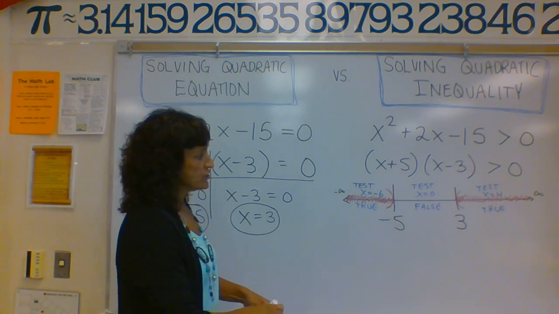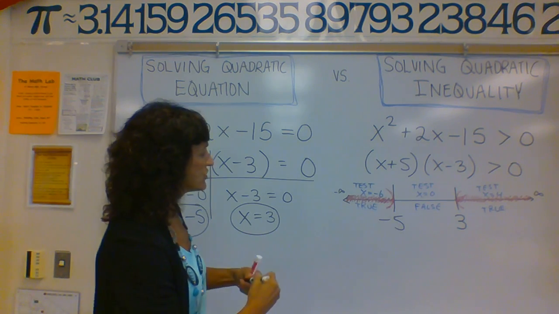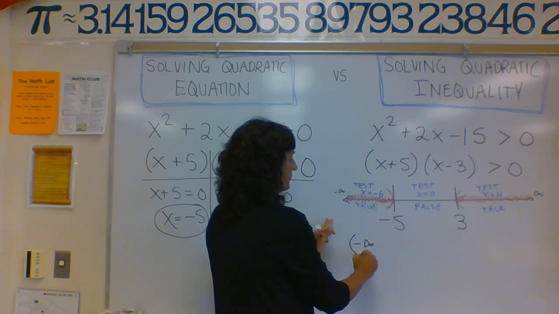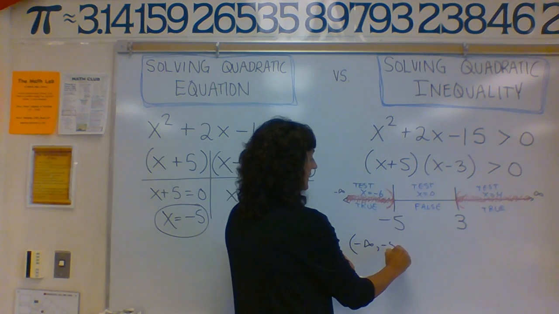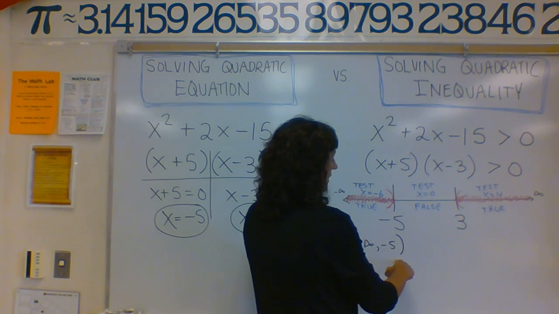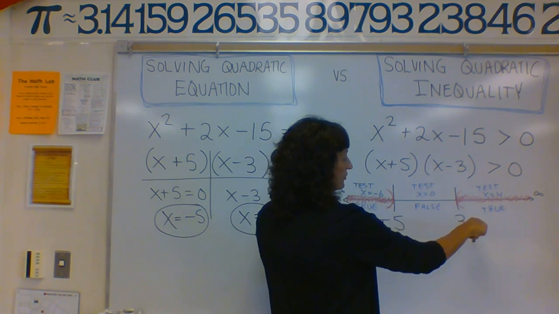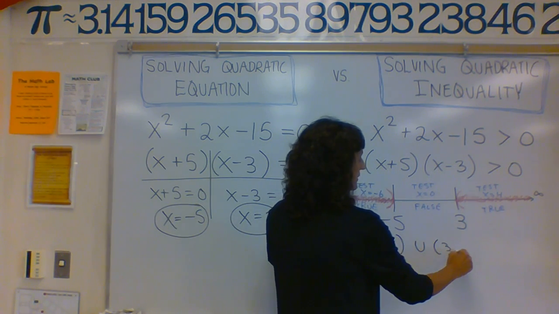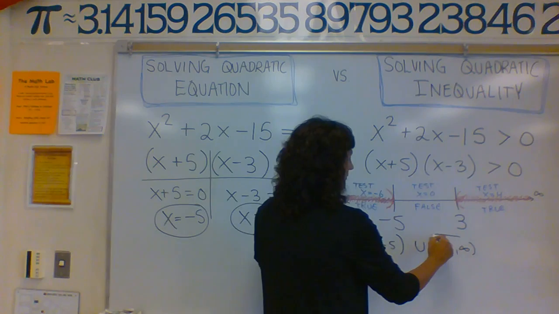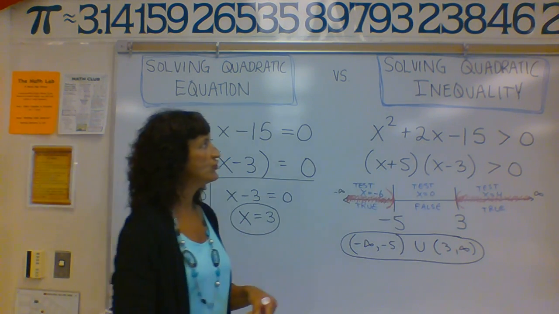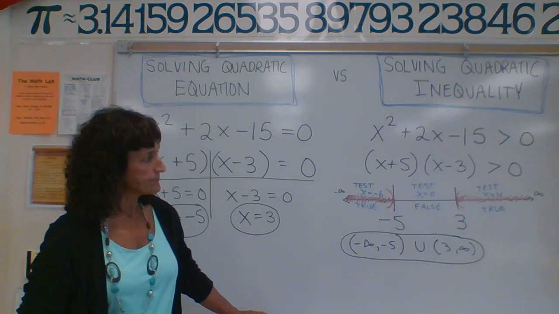So to write our solution properly, we would generate negative infinity, okay? Put a parenthesis around that to negative 5, all right, parenthesis. We do not want to include, and then or, the symbol for or, because we have the two different intervals to represent, and we have 3 to infinity. Right, so this is how we would generate our answer. And this is our solution to this quadratic inequality.